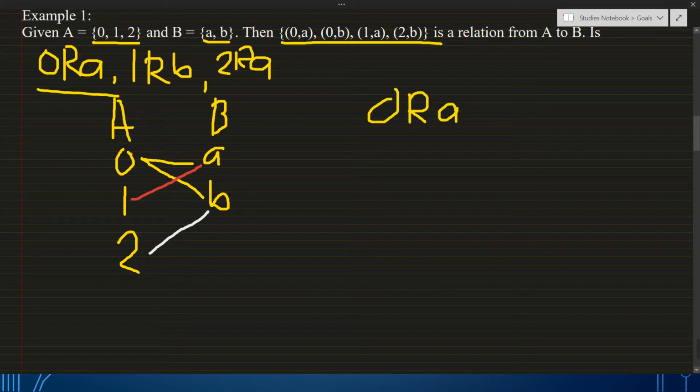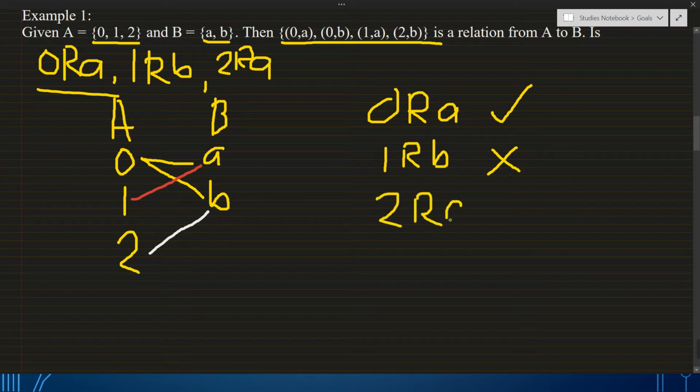Going to the question, is 0 related to a? Let's look. We can say 0 is related to a, so this one is a check mark. Is 1 related to b? Let's look at 1. Where is 1 related? 1 is related to a and not to b, so it's a cross mark. Next is 2. Is 2 related to a? Looking at the mappings, we can say that 2 is only related to b and not to a, so they are not related to each other. Thus we can say only 0 is related to a.